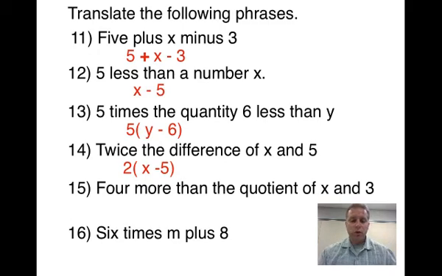Number 15, 4 more than the quotient of x and 3. So quotient is division, and we need 4 more than that. So x divided by 3 plus 4. 6 times m plus 8.